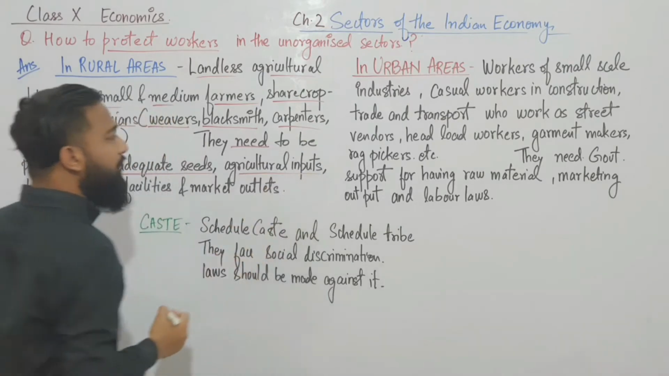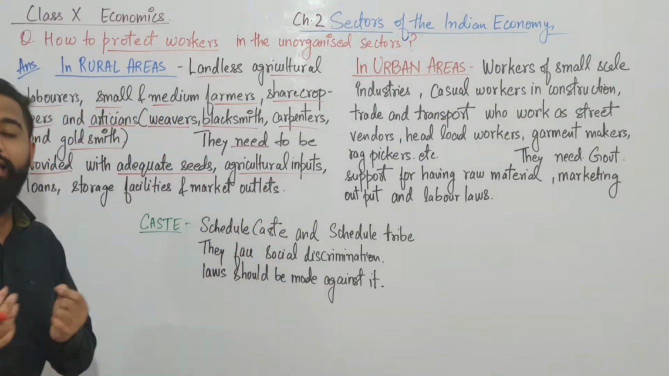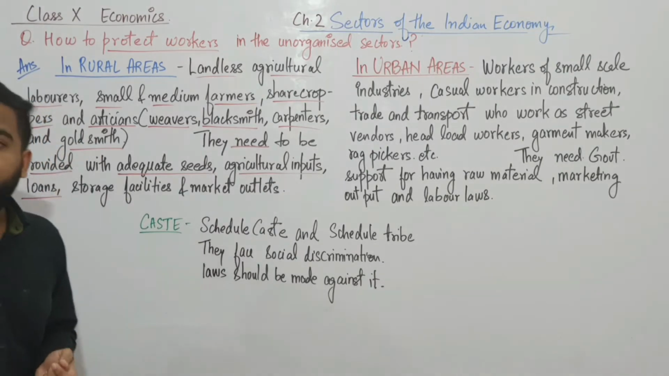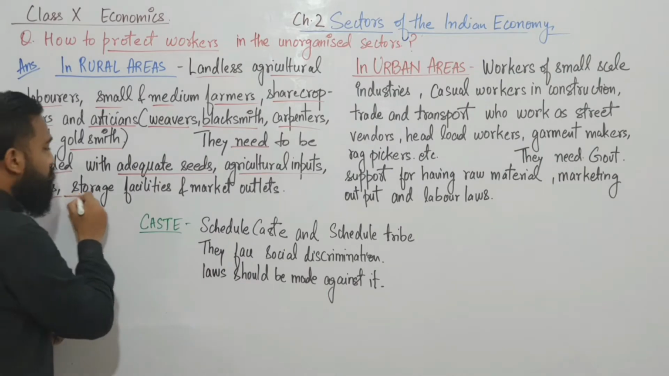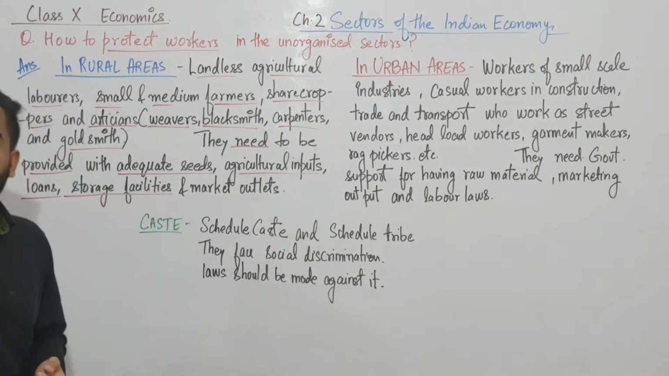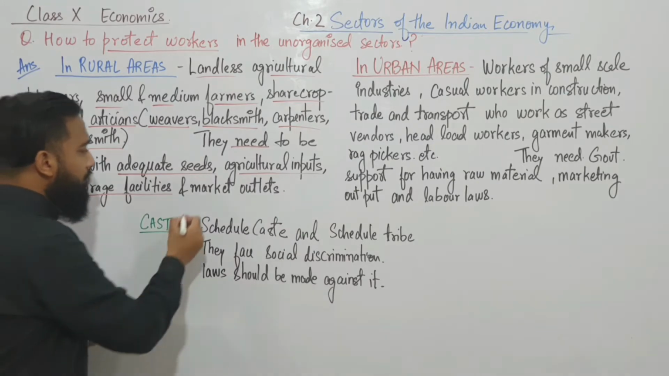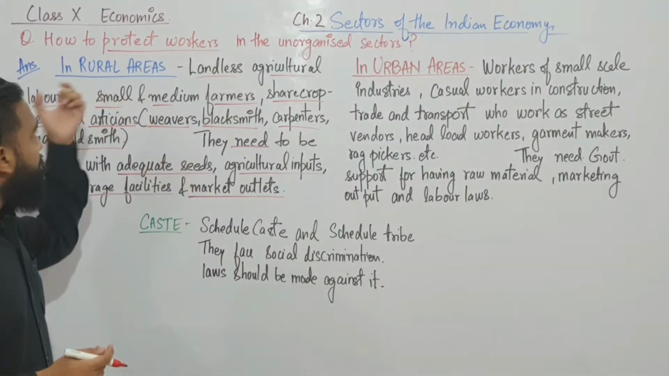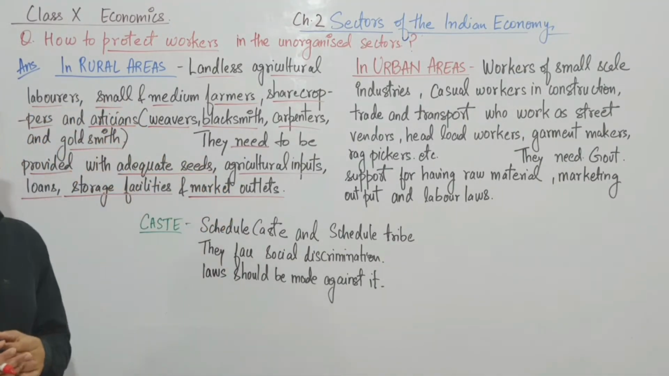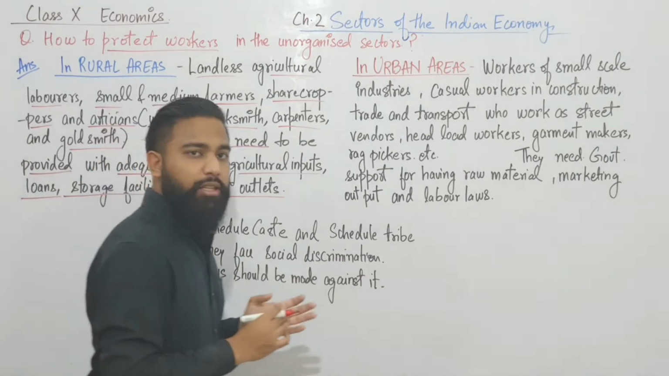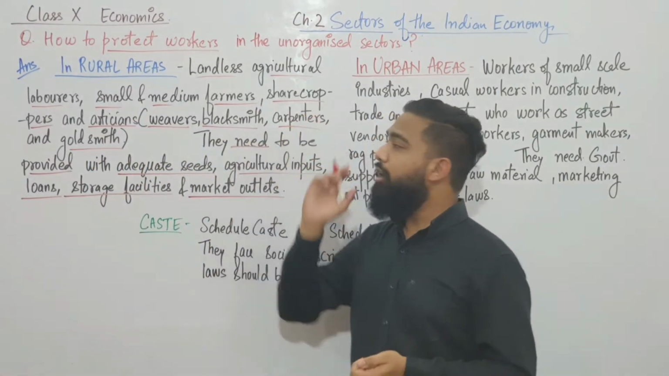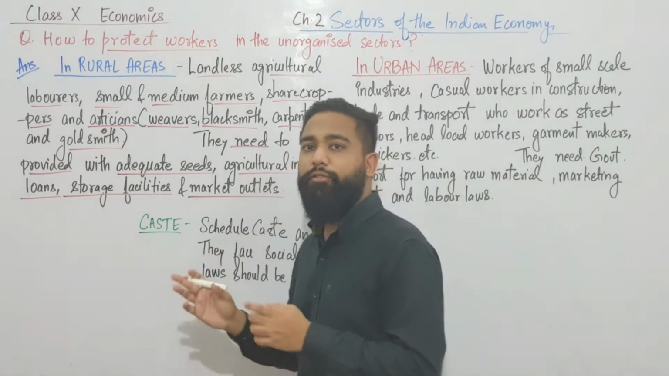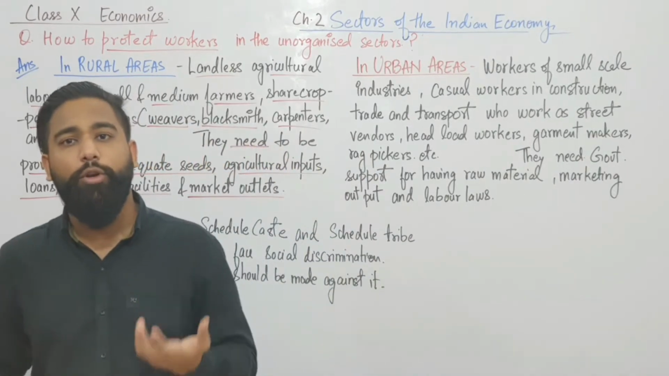They need agricultural inputs, raw material, whatever they require, like insecticides, pesticides, fertilizers. They need loans for the irrigation facilities. They need storage facilities so that they can store their surplus amount of production, and they need market outlets. If these things are made available to the people of rural areas, then the protection of workers in the unorganized sector can be made, so that they will work in this sector for a longer period of time and they can earn some more money.